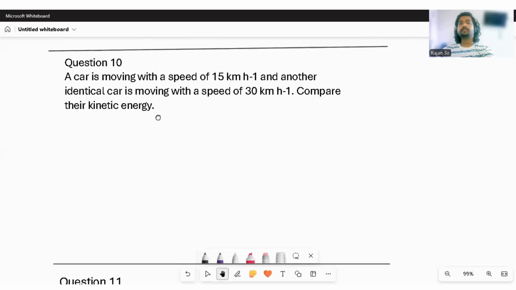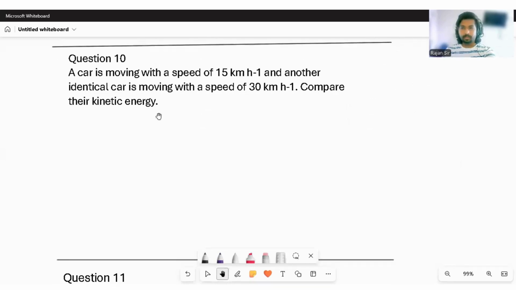A car is moving with a speed of 15 km per hour and another identical car is moving with a speed of 30 km per hour. Compare their kinetic energy. Now, when we compare, we basically cut the values. So let's say we have given velocity v1, you can write 15 km per hour.